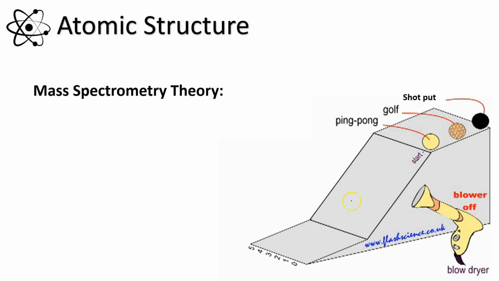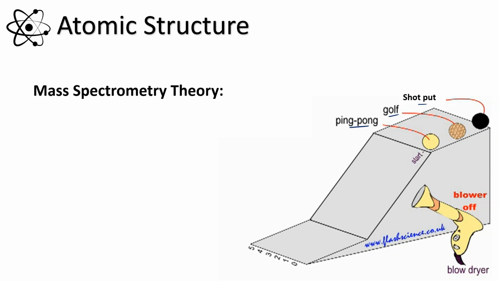The example we're going to use is shown here on the right hand side. What we've got in gray is a ramp, and at the top of the ramp are going to be three different balls that we can roll down the ramp. One's a ping pong ball, golf ball, and shot put. If you don't know, shot put is extremely heavy. Of course, we all know ping pong ball is extremely light, low mass, and golf ball somewhere in the middle.